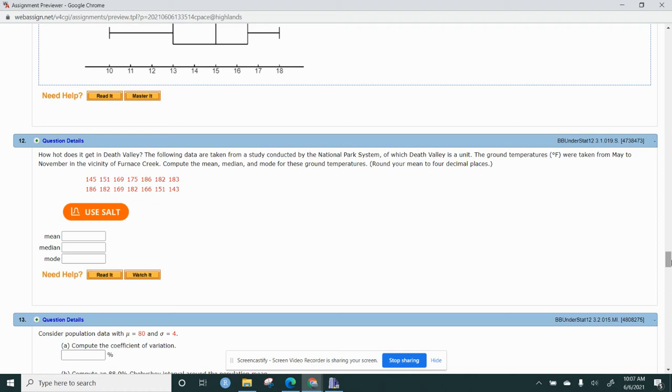All right. So how hot does it get in Death Valley? Here's the data, and the ground temperature was taken from May to November in the vicinity of Furnace Creek. Compute the mean, median, and the mode. All right, so mean is the average, median is the number in the middle, and the mode is the number that occurs most frequently.